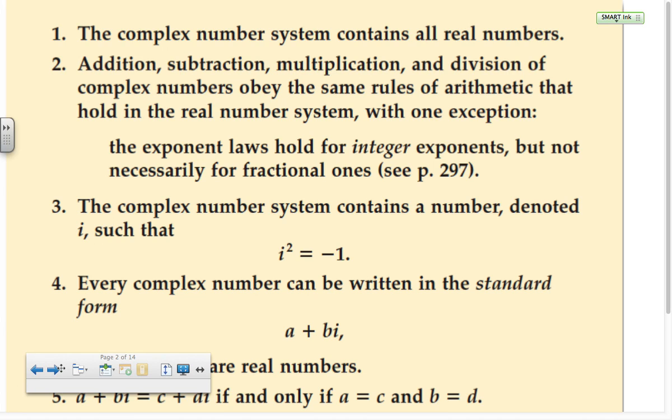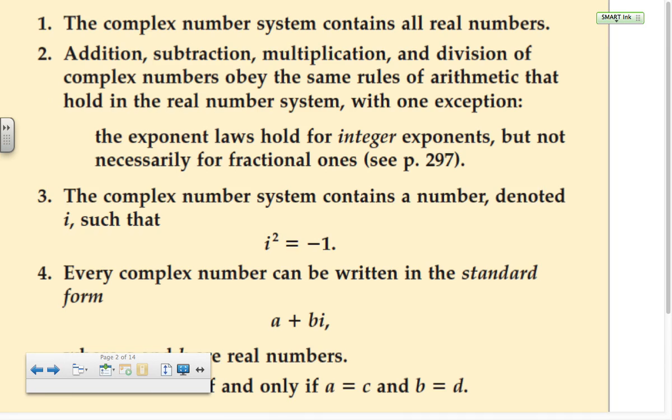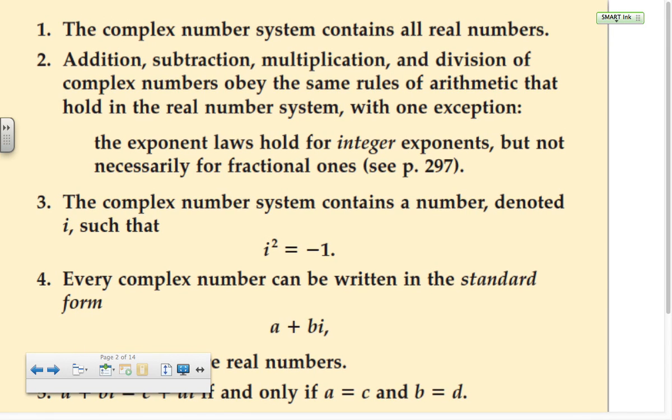Addition, subtraction, multiplication, and division all obey the same rules, so you don't need to worry about that. The exponent laws hold for integer exponents, but not necessarily for fractional ones. If you have a rational exponent, it may not be the same. So this is where the number comes from, the idea that i squared equals negative 1.